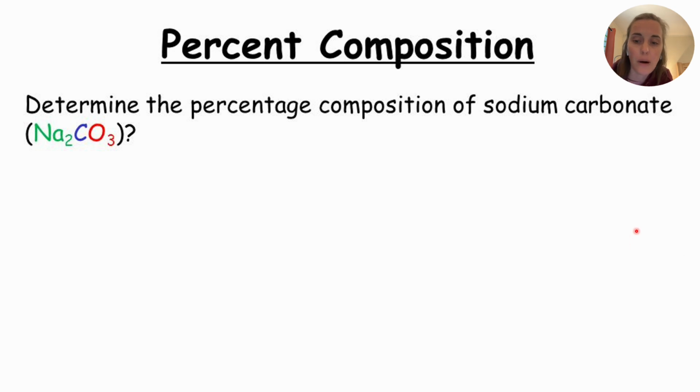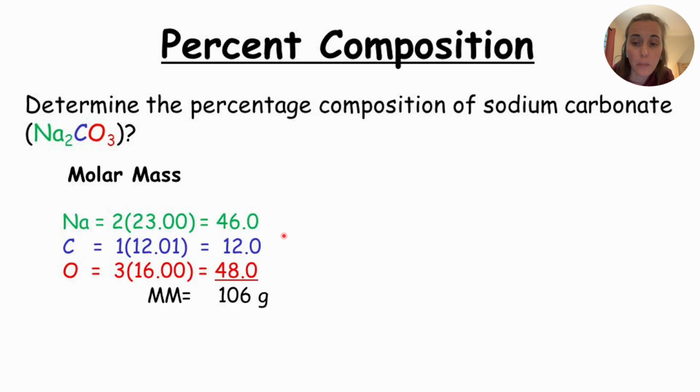This is going to be our practice problem, and I'm not going to do it on the board. I'm just going to do it here on the PowerPoint. We want to determine the percentage composition of sodium carbonate. The first thing we're going to do is find the molar mass of each element involved: sodium, carbon, and oxygen. You have to pay attention to these subscripts. The subscripts tell you how much of that element is in that compound. So for this compound, you have 2 sodium, which they showed here.